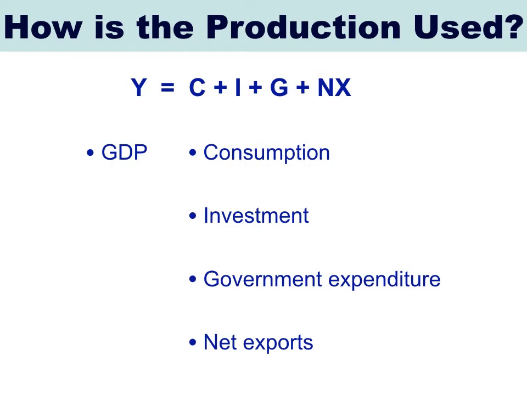So this is how our production is used, right? So we have the GDP, the gross domestic product. This is essentially what we would call our production, which is the same as our income, which is the same as our expenditure, you might recall. So what is our production? Well, we can produce consumption goods. We can produce investment goods. We can produce government expenditures. Or we can produce net exports, right? So this is our open economy accounting equation.